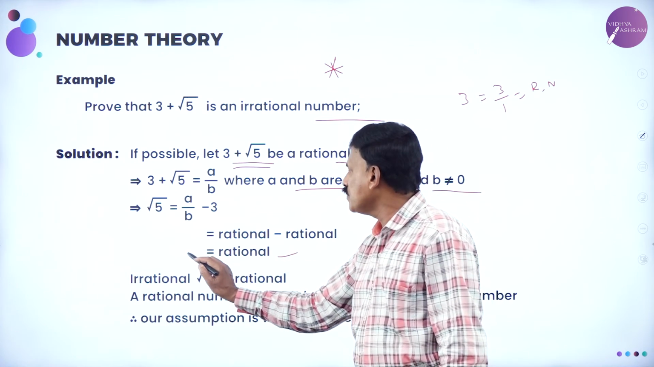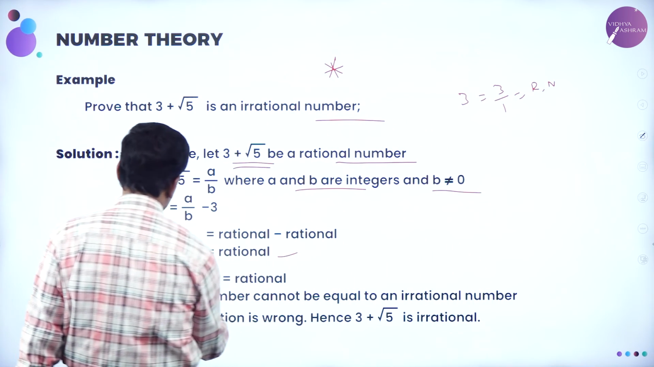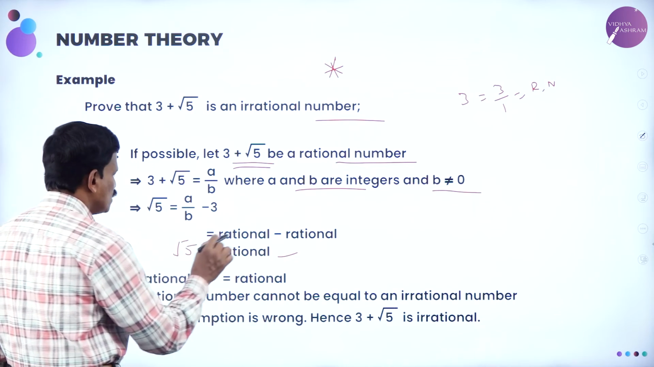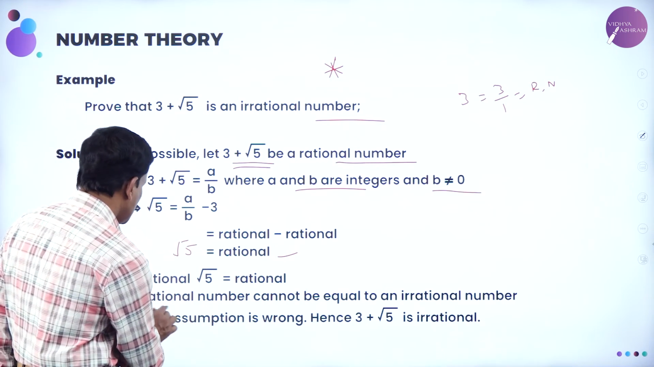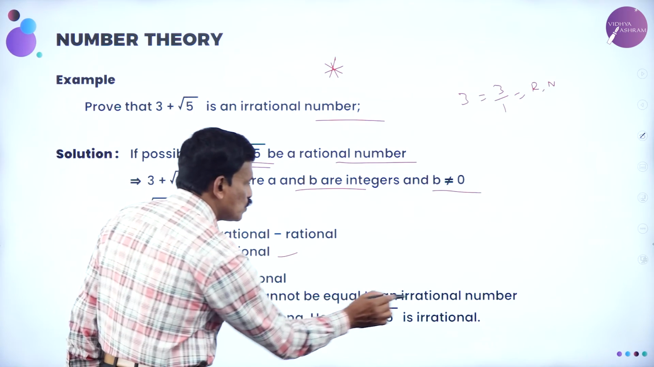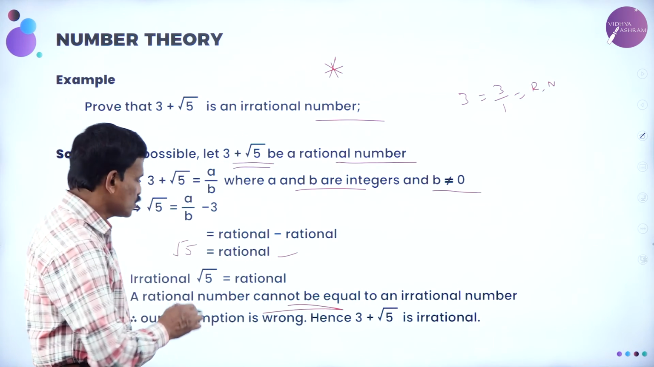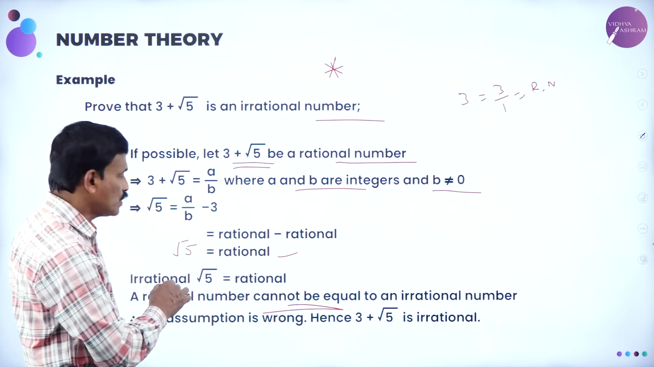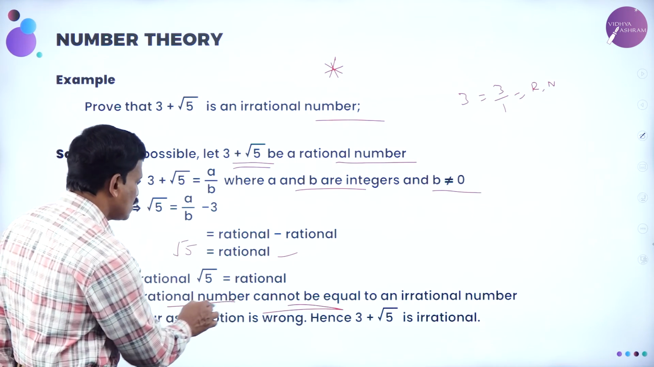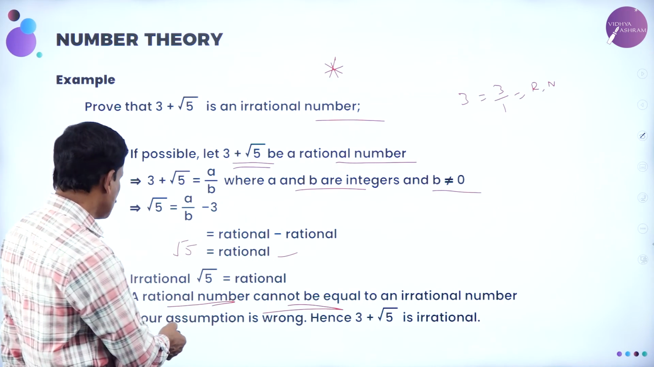So, here what we will get? Root 5, which is irrational, is equal to a rational number. That means a rational number cannot be equal to an irrational number. So, here root 5 cannot be equal to a rational number. It is an irrational number. Therefore, a rational number cannot be equal to an irrational number.